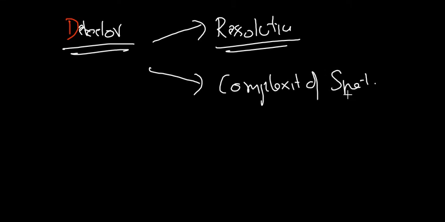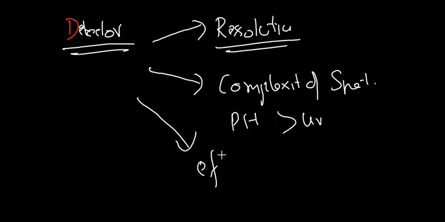Okay, so the more complex the spectrum, the higher the resolution required. For example, plutonium has a much more complex gamma ray spectrum than uranium. So the complexity of the spectrum will also decide the choice of the detector. And the third factor that is responsible is called efficiency. Efficiency is another parameter for the choice of the detector.